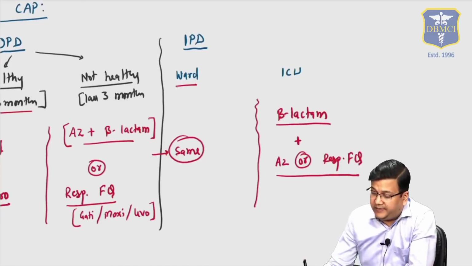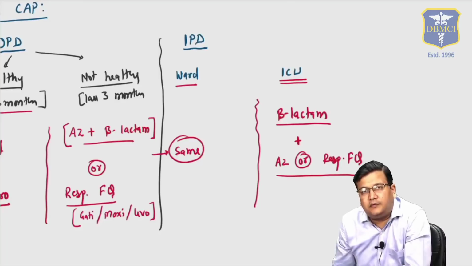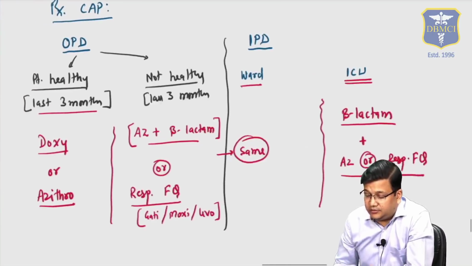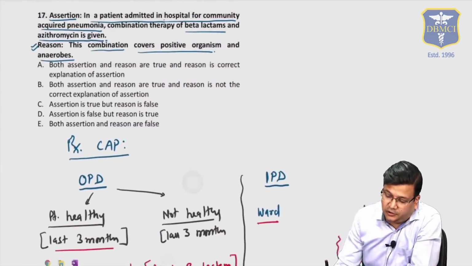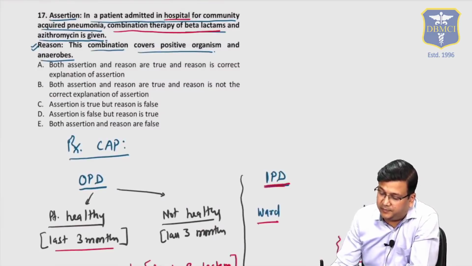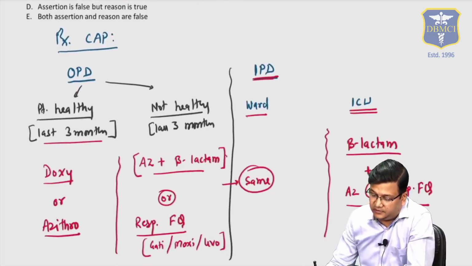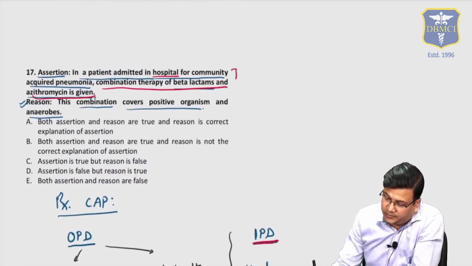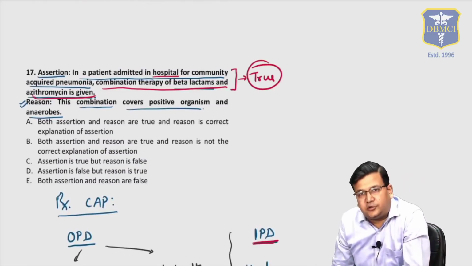So now beta lactam becomes compulsory. Along with that, you have to give either azithro or a respiratory fluoroquinolone. The question says that in a patient admitted in hospital, so we are looking at IPD, combination therapy of beta lactam and azithromycin is given. We can see that the combination of beta lactam and azithromycin is given. So the statement is a true statement. So the statement is true.